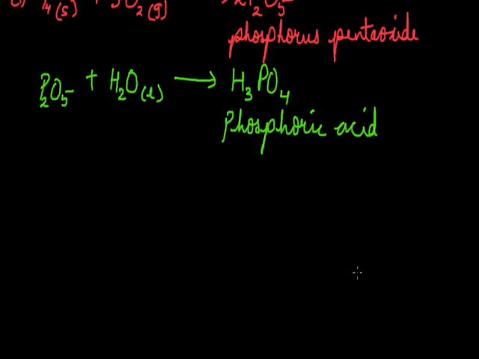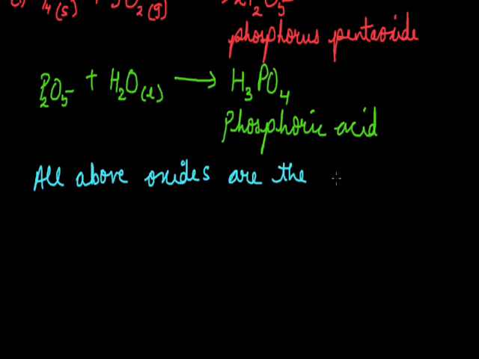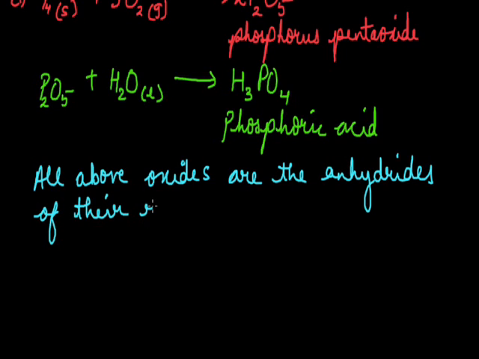Okay. The new term for you here is the word anhydride. Over here we can say all the above oxides are the anhydrides of their respective acids.